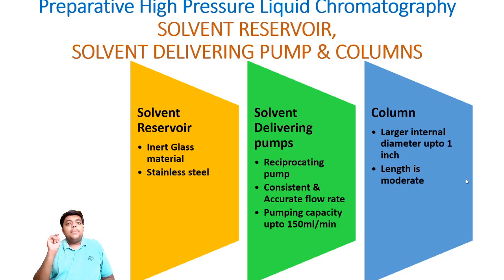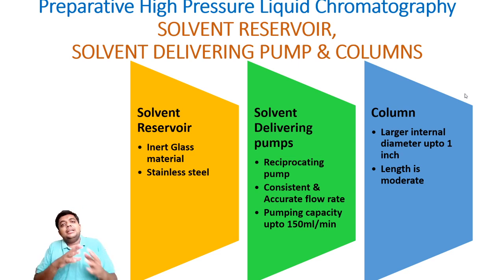Moving a step ahead, preparative high pressure liquid chromatography. We will be discussing three things, that is solvent reservoir, solvent delivering pump and columns. Inert glass material or stainless steel material is used for the collection of solvent reservoir, because these two are generally inert materials and do not react much with our solvent. And if at all they would react with the solvent, they can make several chemical processes which can lead to wrong results, wrong determinations. So it is very much essential to have glass or stainless steel made solvent reservoir tanks.